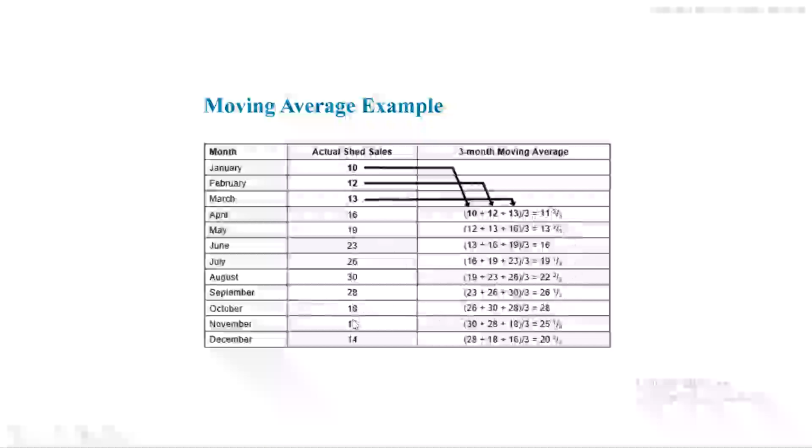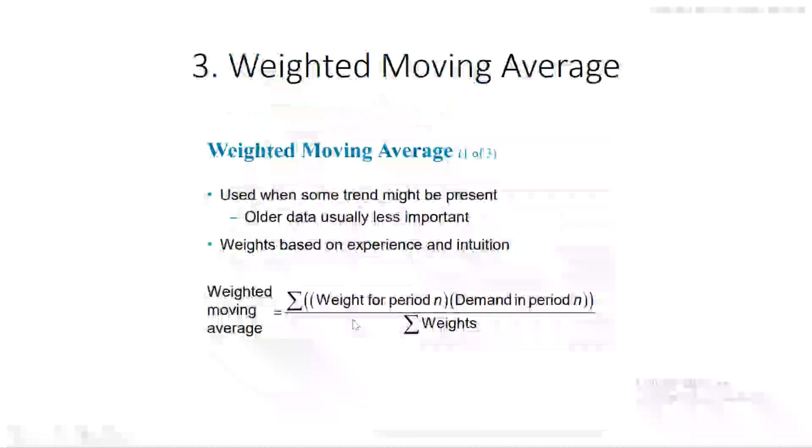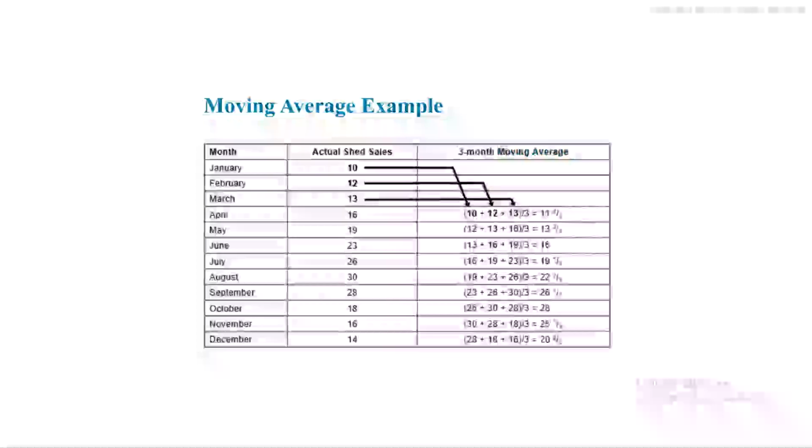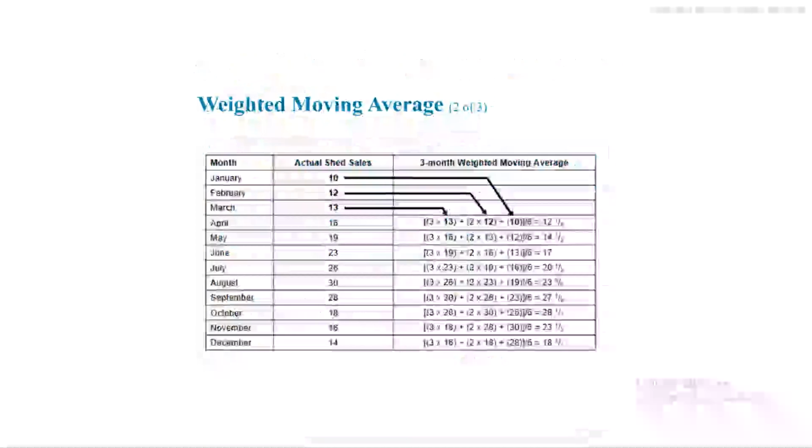Based on this, the weighted moving average, as I already told you, has some kind of weight: the weight for period n and the demand in period n, divided by the sum of the weights. In a moving average, we are just calculating the average, but there are no weights attached to it. But in a weighted moving average, you try to capture the weight also.